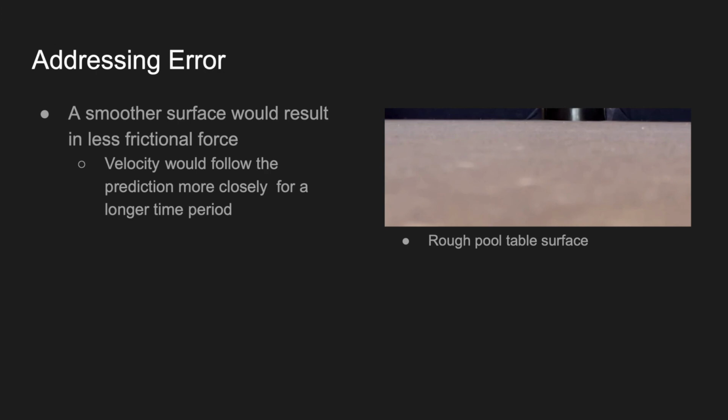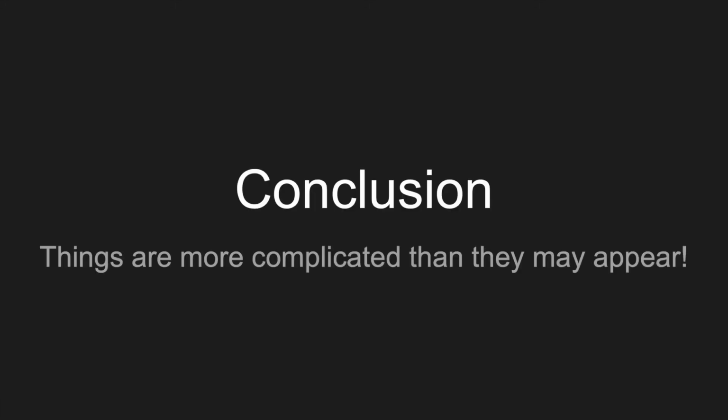One of the best ways I could have limited the discrepancy between the observed and predicted positions over time would have been to roll the ball on a smoother surface, such as a wooden table or a tile floor. These smoother surfaces would have limited the frictional force, and the observed positions would have matched the predicted positions more closely and for a longer period of time, since the net force would have been lessened.